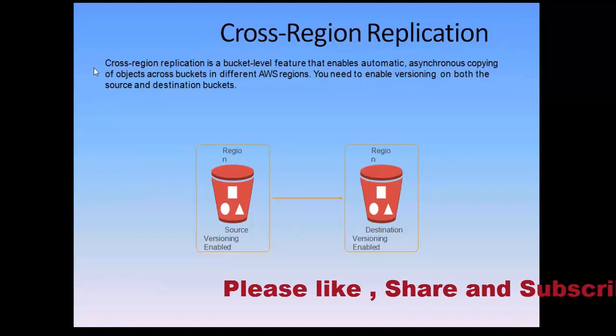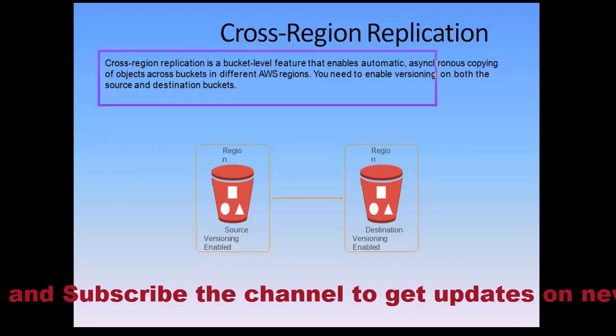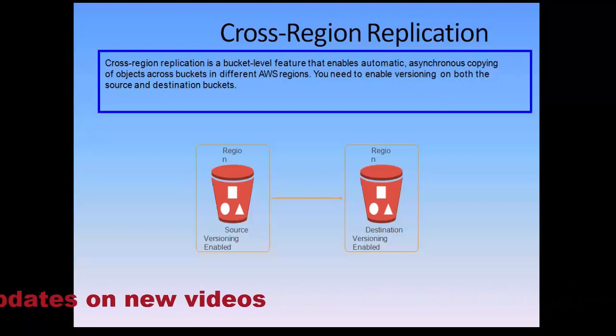Cross-region replication is a bucket level feature that enables automatic, asynchronous copy of objects across buckets in different regions. Means we have one bucket here, we are putting some objects here, and we have one more bucket in some other region. So whatever object we are putting here automatically gets replicated to another bucket in another region.